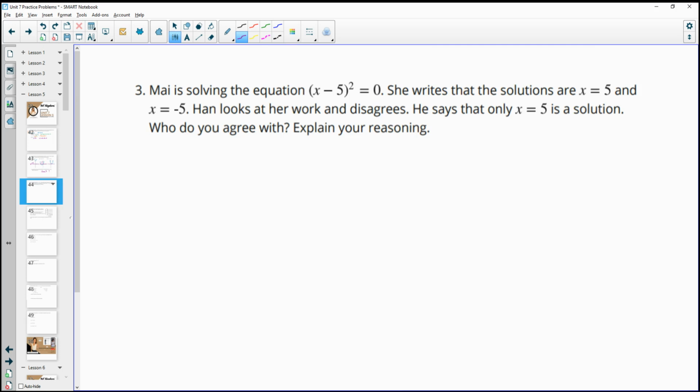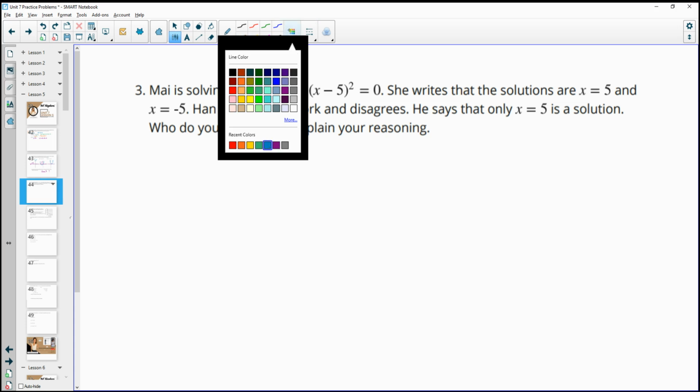Number 3, Mai is solving the equation (x minus 5) squared equals 0. She writes the solutions are x equals 5 and x equals negative 5. Han looks at her work and disagrees. He says that only 5 is a solution. Who do you agree with, and explain your reasoning?